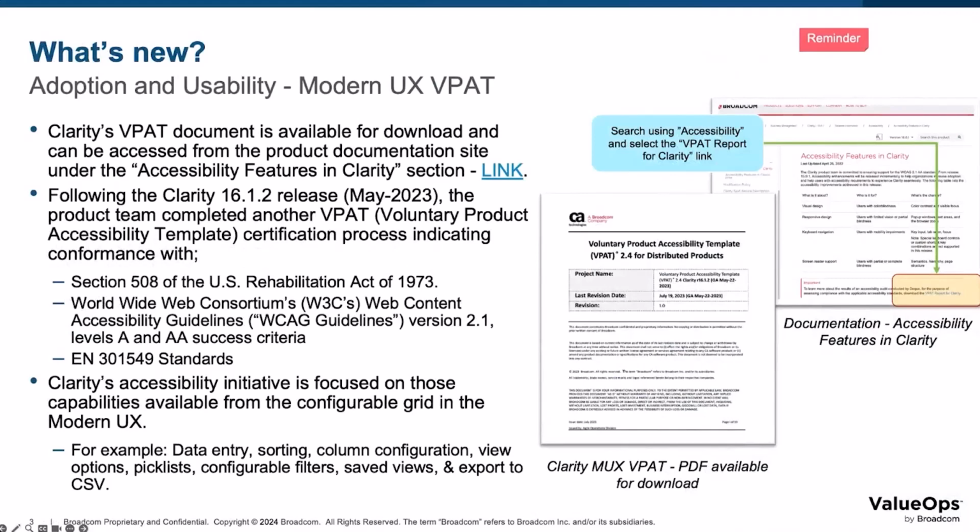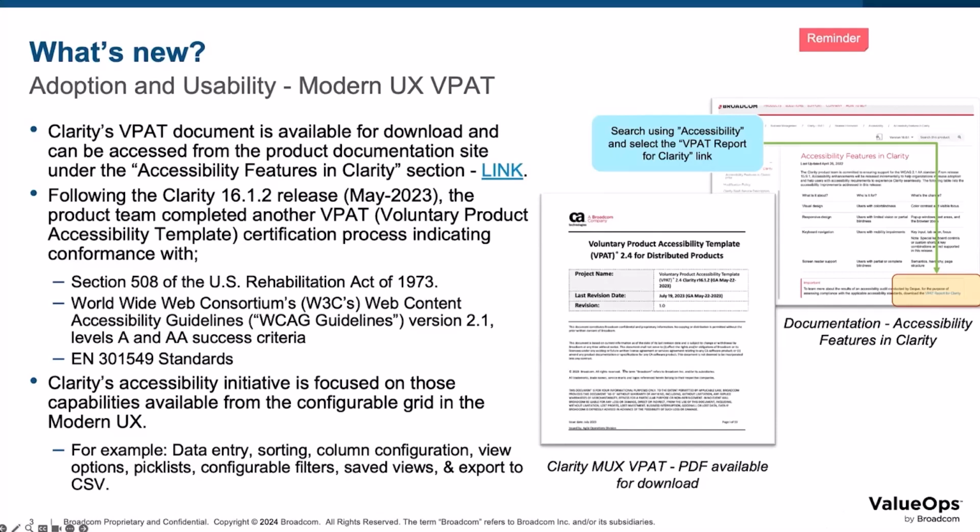16.1.2 release, which is in May of 2023, the team completed another VPAT certification process indicating conformance with Section 508, which is really the main accessibility act for the US, WCAG 2.1, levels A and AA success criteria, and the EN 301-549 standards, which is the European standard for digital accessibility.